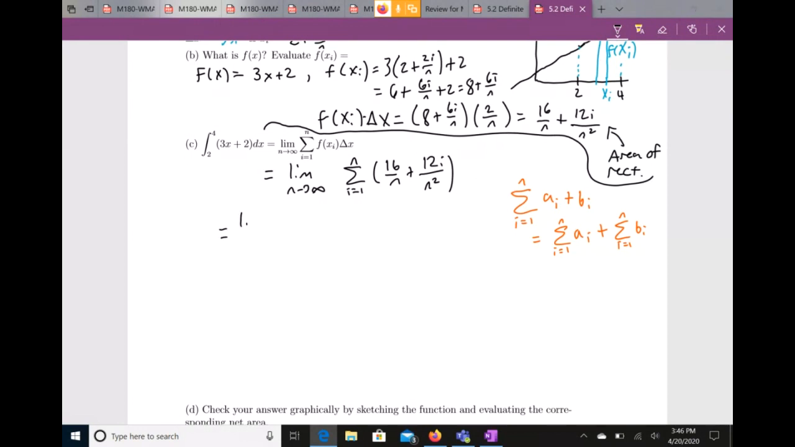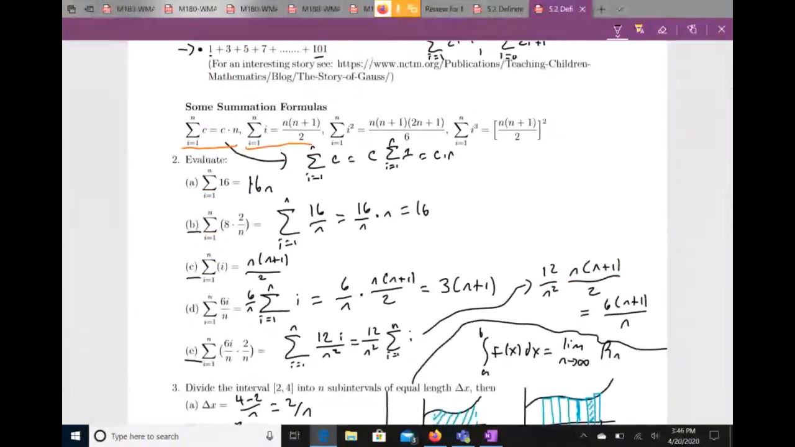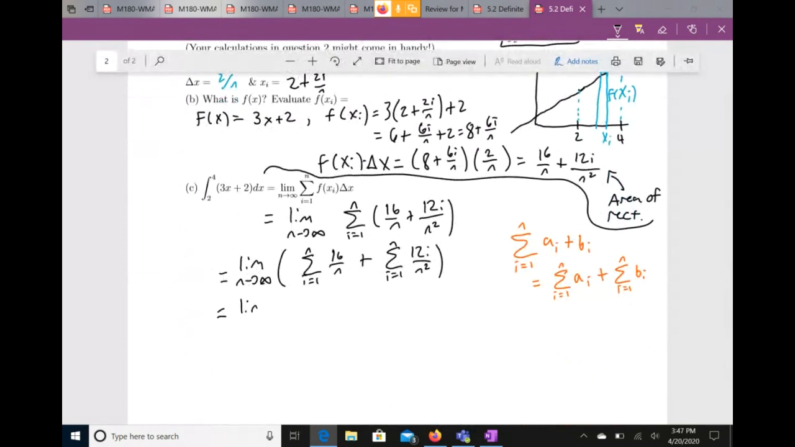And the limit stays way outside, and we'll have the sum from i equals 1 to n of 16 over n plus the sum from i equals 1 to n of 12i over n squared. Each of these sums we've already evaluated. We did that on the first page. The sum of 16 over n was 16. The sum of 12i over n squared was 6 times n plus 1 over n. So this becomes the limit as n goes to infinity of 16 plus 6 times n plus 1 over n.